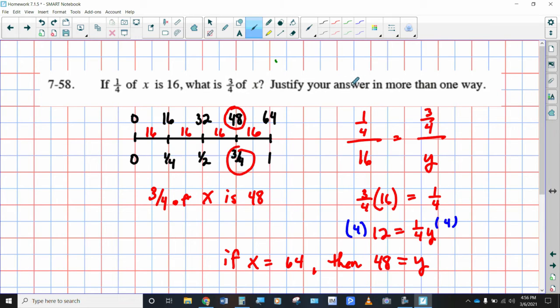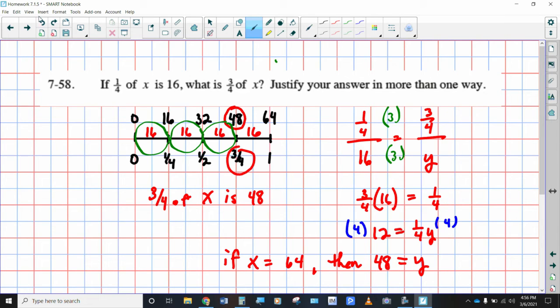Okay, so we've got a few different processes here. 1/4 of x, this would be 1/4 right here, is 16. So 2/4 must be 32. 3/4 would have to be 48, right? Because 3 times 16 gives you 48 for an answer. So using the diagram, we were able to determine that 3/4 of x is 48. If we set this up as a proportion, 1/4 is equivalent to 16, so 3/4 would be equivalent to some number there. If I triple this number here, then I would have to triple 16 and we would get 48. That's one way of doing it.